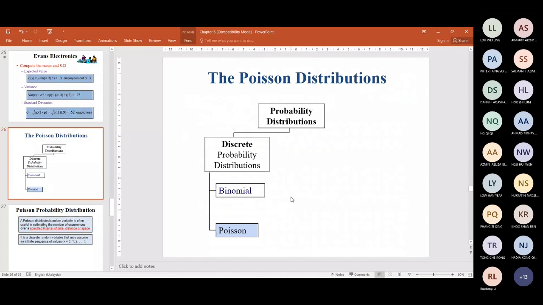All right. So the next one is the second one, Poisson. Okay, it's not poison. The right pronunciation is actually Poisson. Okay, Poisson.